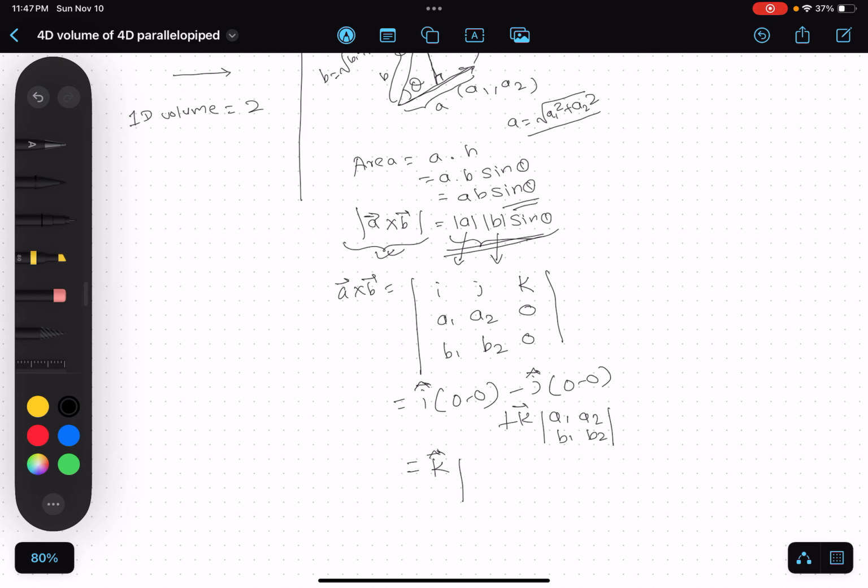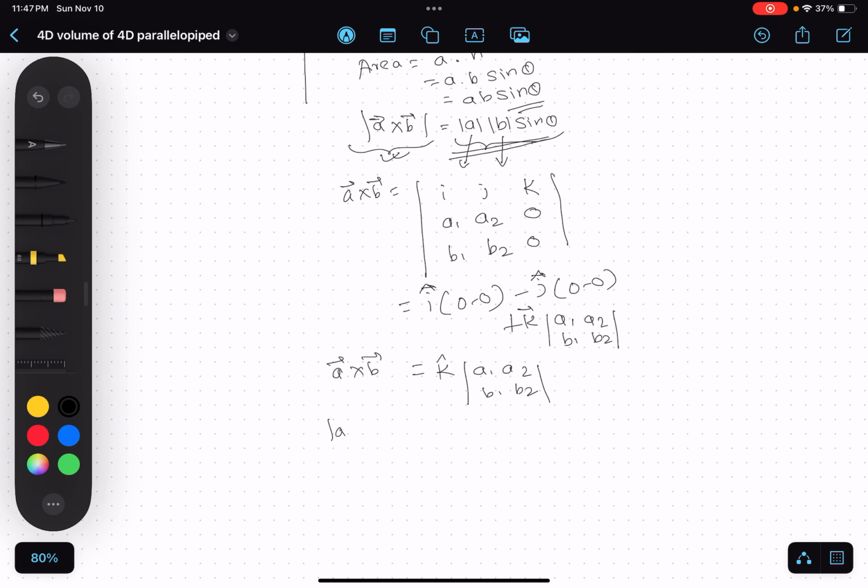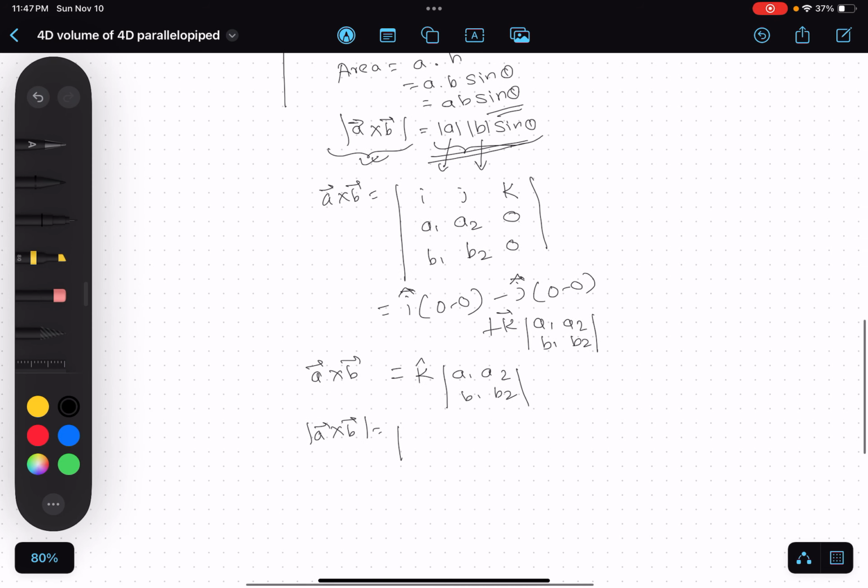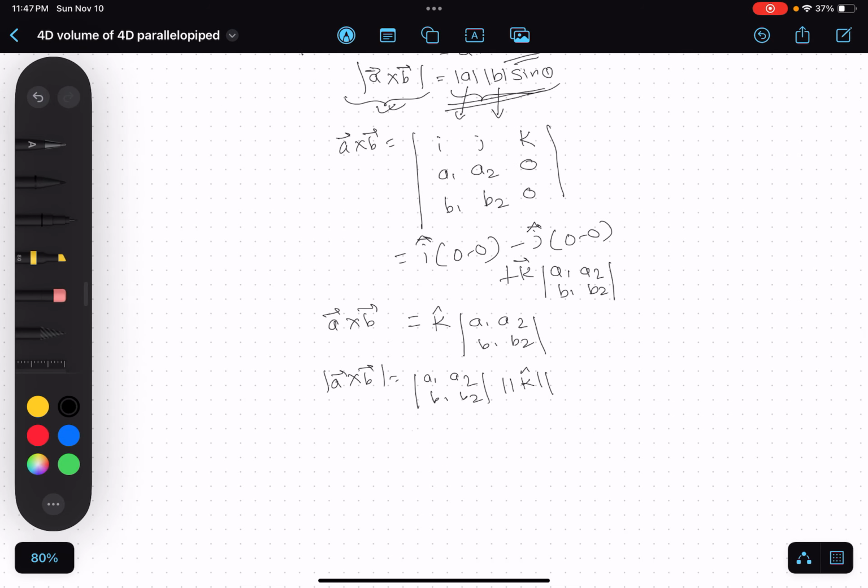Okay, now k cap times a1 a2 b1 b2, right? Now for this one, if you want to find the magnitude of this cross product, since a1 a2 b1 b2 is just a constant, we do nothing to it, and then find the magnitude of the k vector, right? Since the magnitude of the k vector is just 1, because that's a unit vector, the magnitude of a vector cross b vector in this case will just be the determinant of a1 a2 b1 b2, right?